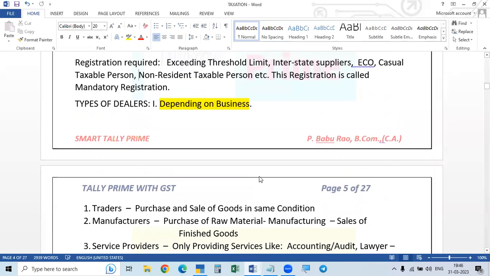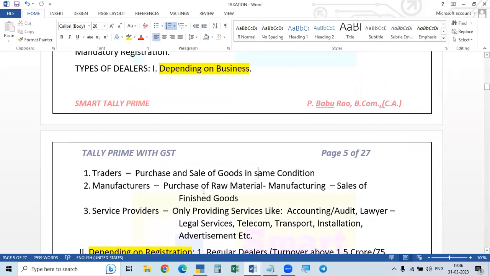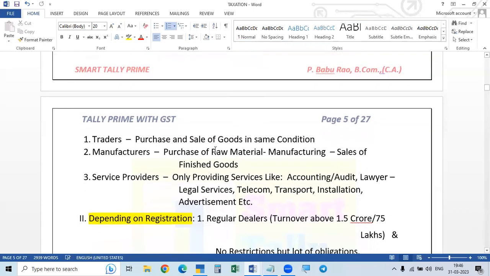Then in India, the business people are divided into 3 types, depending on the business. Traders: purchasing and selling goods in the same condition.